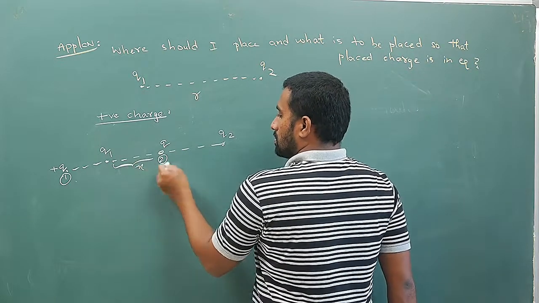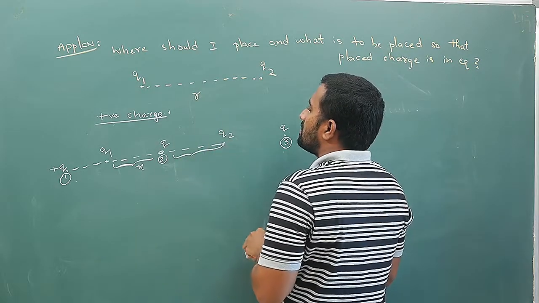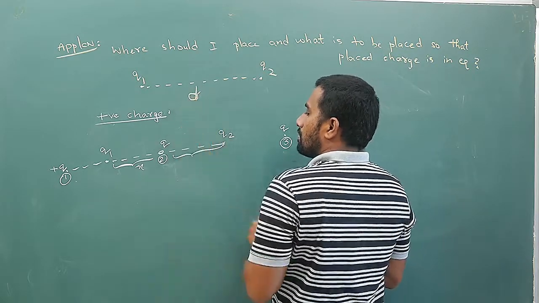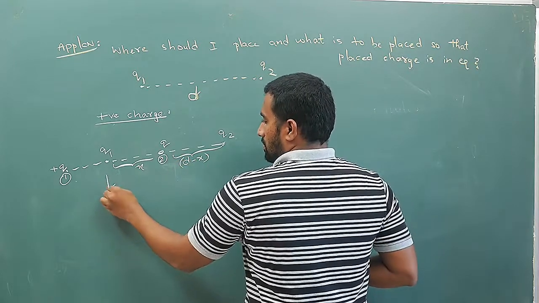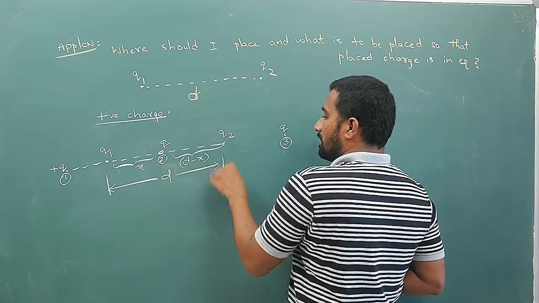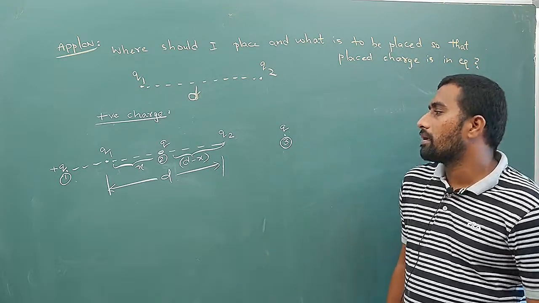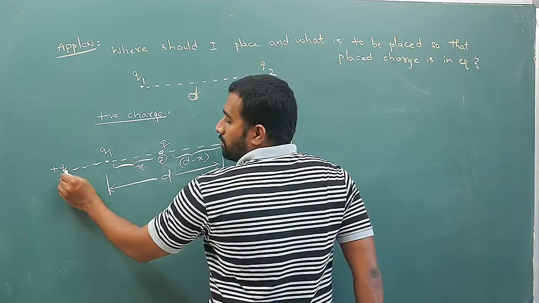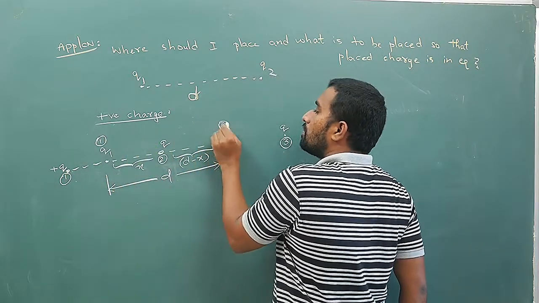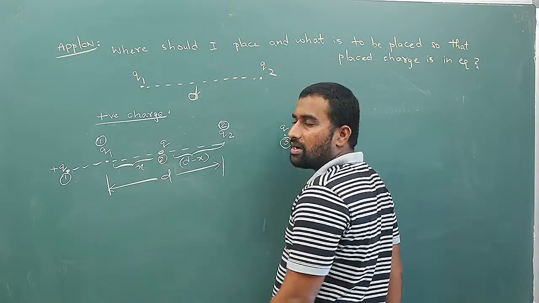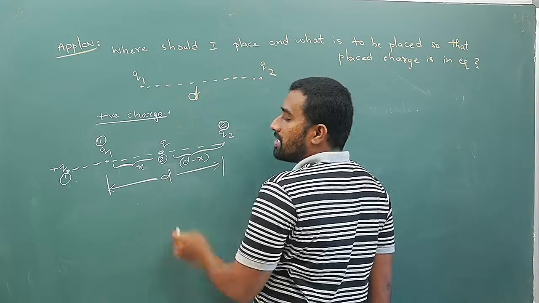Now let us say it is not R, it is D. Then this will become D minus X. From here to here the distance is D. Now if you observe carefully, here you have only two charges, 1 and 2. Three positions are possible for a positive charge. You can place it to the left end, to the right end, or in the middle.